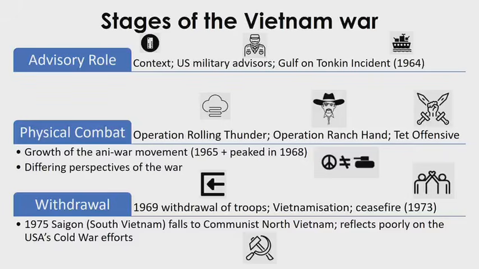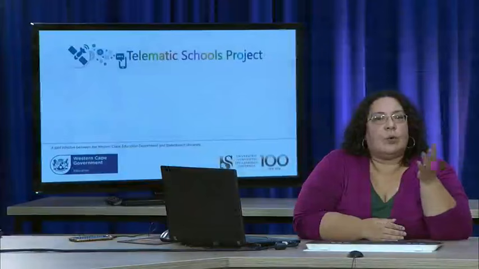But there are other aspects that you also need to include when you look at the physical combat section. You're going to go on to look at the growth of the anti-war movement, right? It starts in about 1965, and then you find that it peaks in 1968. We also need to have a look at the differing perspectives of war, how Vietnam's members of their nation were also involved in the war, and essentially how the countries view the war differently. So earlier on, even when we were talking about the Cold War and the origins of the Cold War, I spoke about the idea around multiple perspectives, and the Vietnam War is no different in that sense.